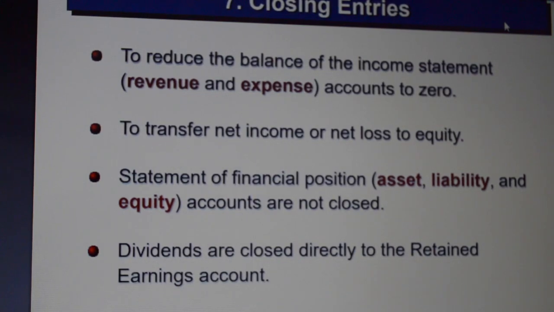Let's talk a little bit about closing entries. The purpose is to reduce the balances of the income statement revenue and expense accounts to zero. Please note that the income statement accounts, revenues and expenses, are nominal accounts, and they're also called temporary accounts. At the end of every period, their balance has to be zeroed out. The net income or net loss is transferred to equity. In the statement of financial position, asset, liability, and equity accounts are not closed. They are permanent accounts. So balance sheet accounts are permanent accounts, and income statement accounts are temporary accounts. Dividends are also closed directly to the retained earnings account.